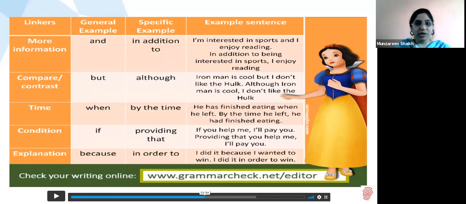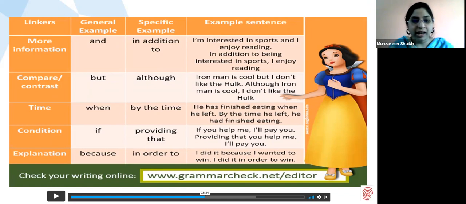Okay, so what is it saying? Again, the sentence is giving you more information, but here instead of and, which linker are you using? Which linker are you using in the second sentence? In addition to. Very good. In addition to.